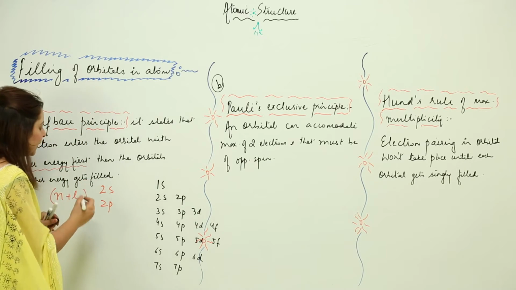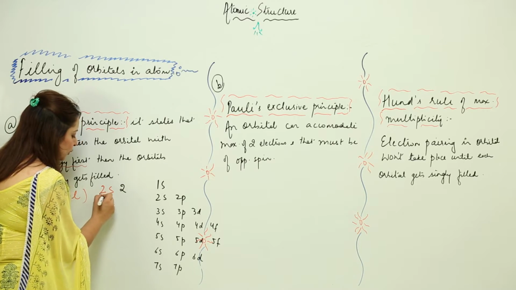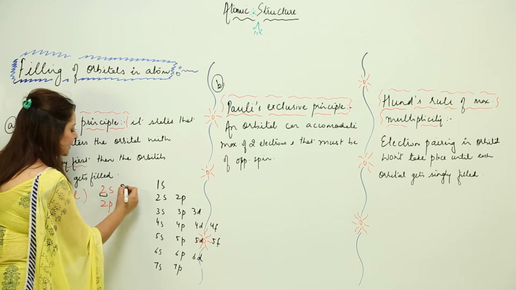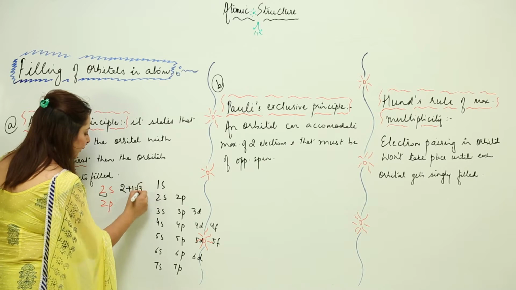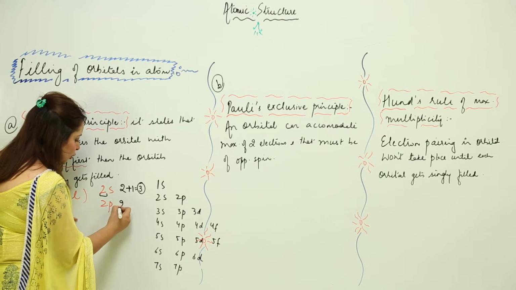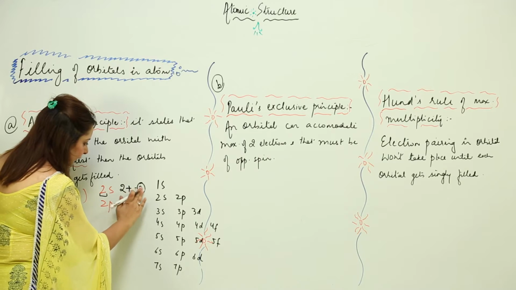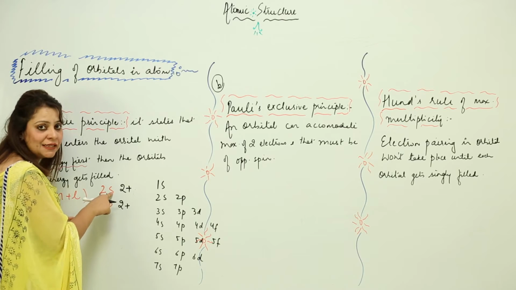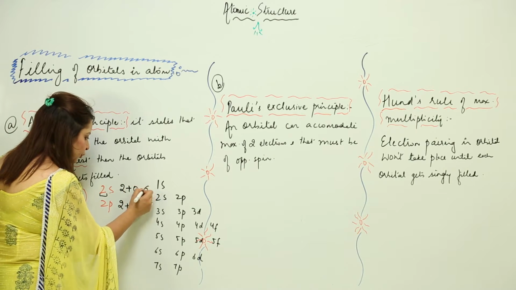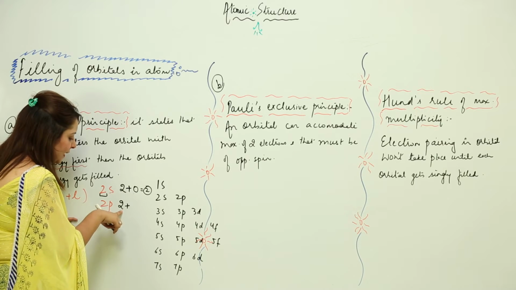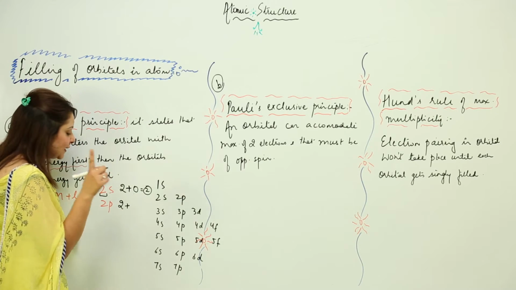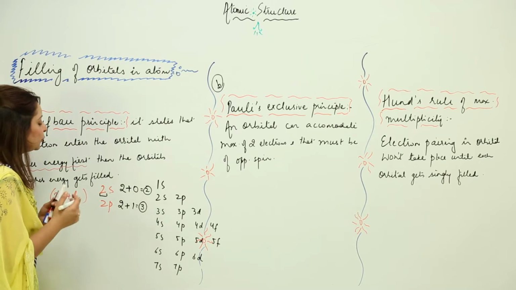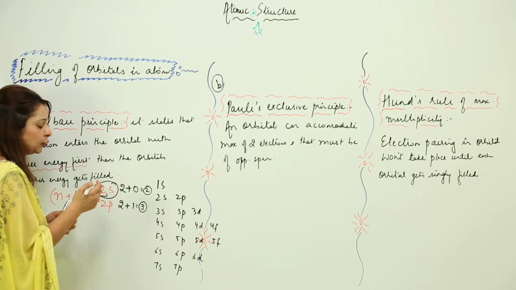You are going to do n plus l. So in this, what is n? Obviously it is 2, because the second orbit means n is 2. And what is l? For s, l is 0. So it comes out to be 2. And when we talk about 2p, n is 2, and for p we have l equal to 1. So the energy is 3. If we compare their energies, which is going to possess less energy? 2s. And which is going to possess more energy?